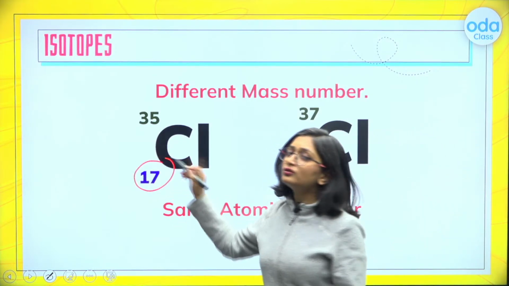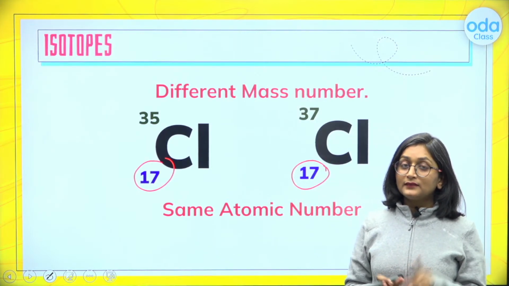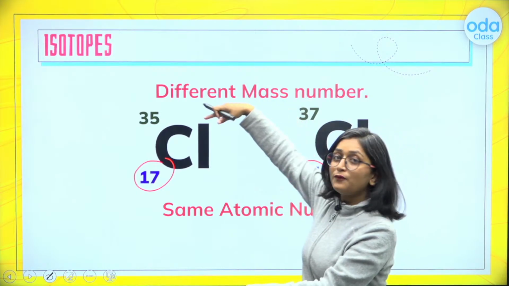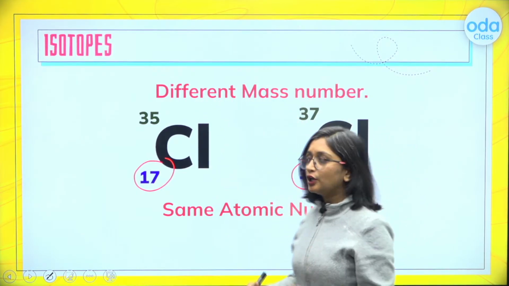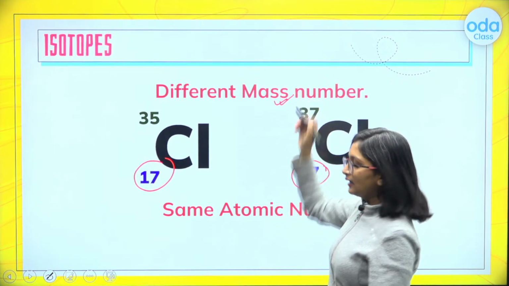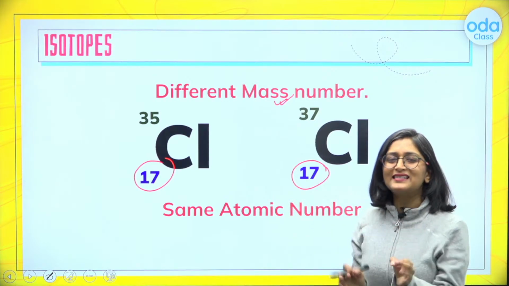Here 17 is the same, but what is different? What is different? That is all about the one which is written in the superscript, that is the mass number. So in this case, yes, chlorine does have different mass number, and this is also a classic example of the isotopes.